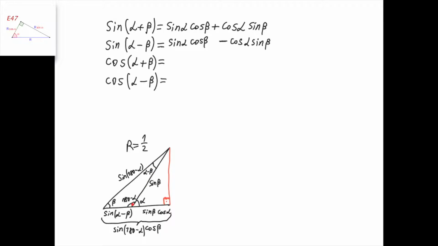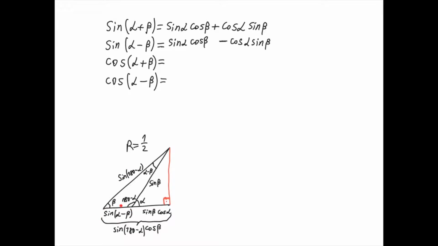Now from this right-angled triangle with hypotenuse equal to sine of beta and angle alpha here, we get that this side equals sine of beta times the cosine of alpha. And from this right-angled triangle with hypotenuse sine of 180 minus alpha and angle beta here, we get that this side equals sine of 180 minus alpha times the cosine of beta. And therefore, sine of alpha minus beta can be expressed as this whole segment minus this small segment here. So sine of alpha minus beta equals sine of 180 minus alpha cosine of beta minus sine of beta cosine of alpha. So we got this equality here.